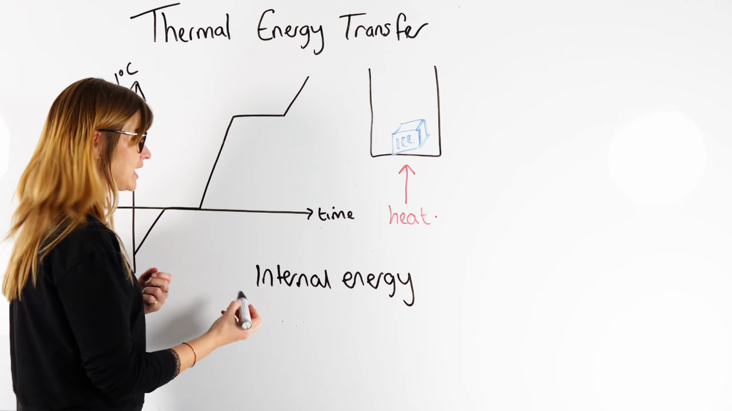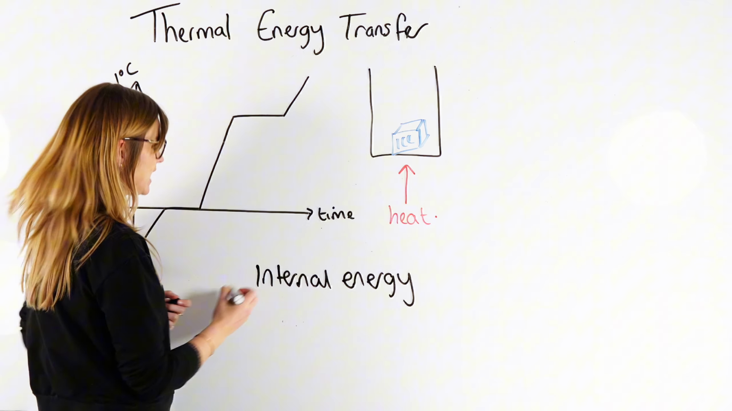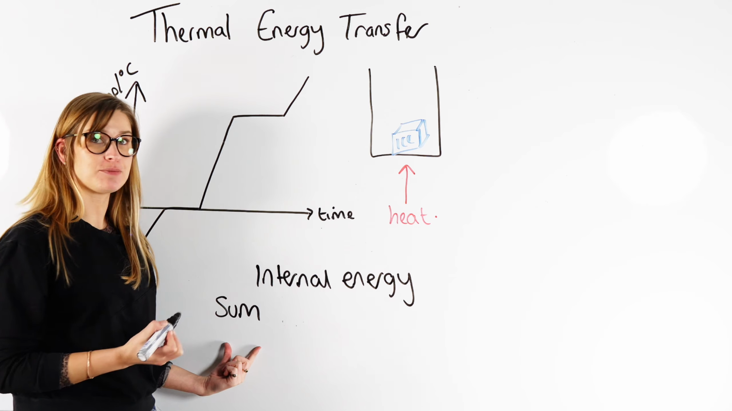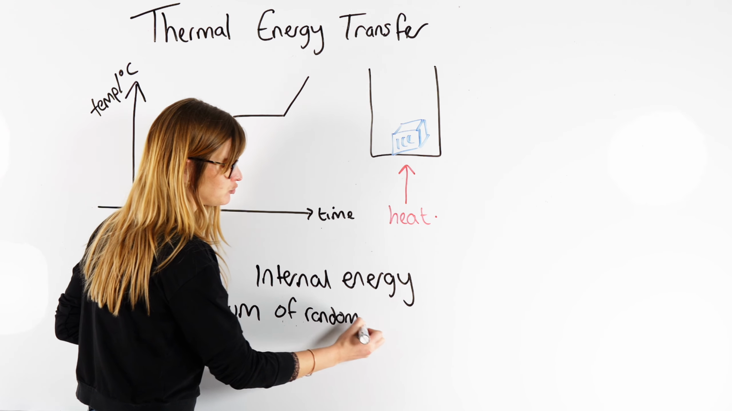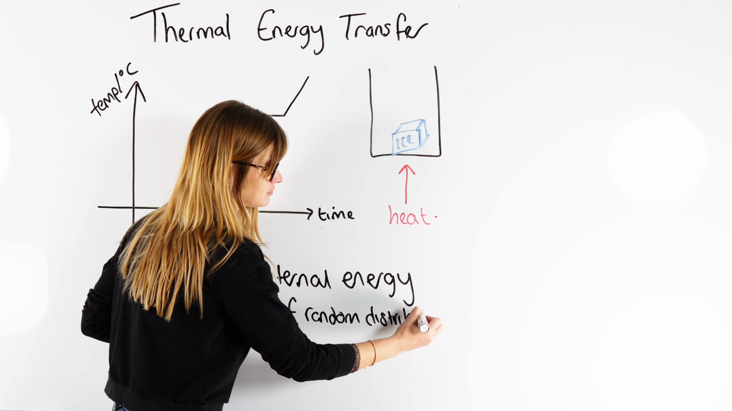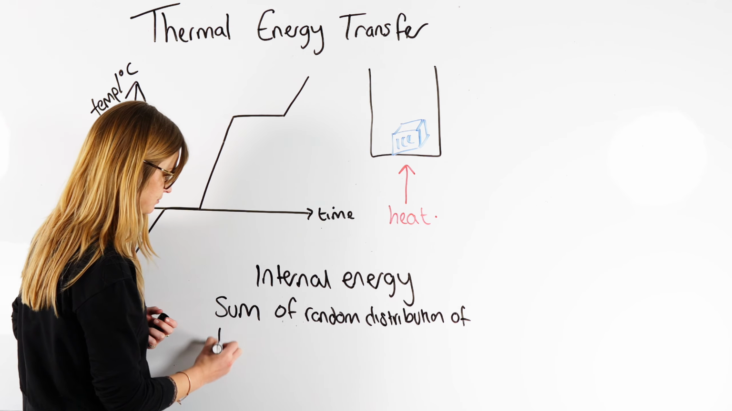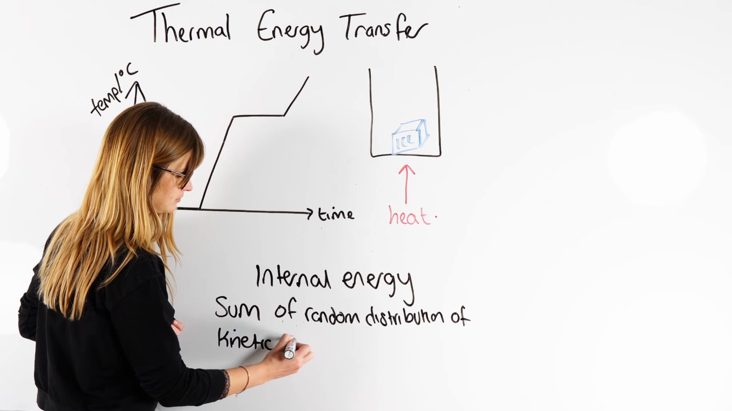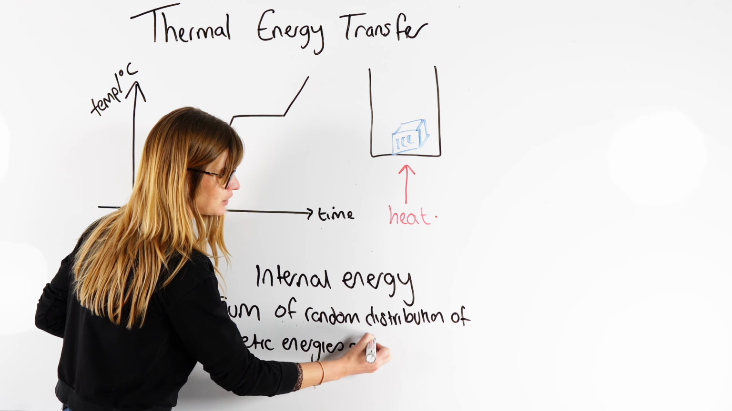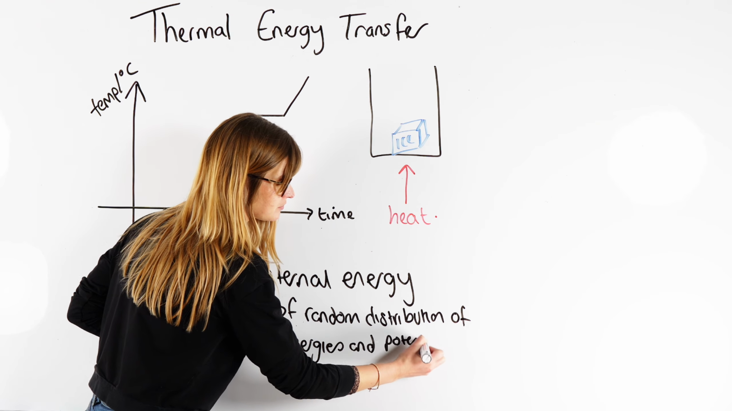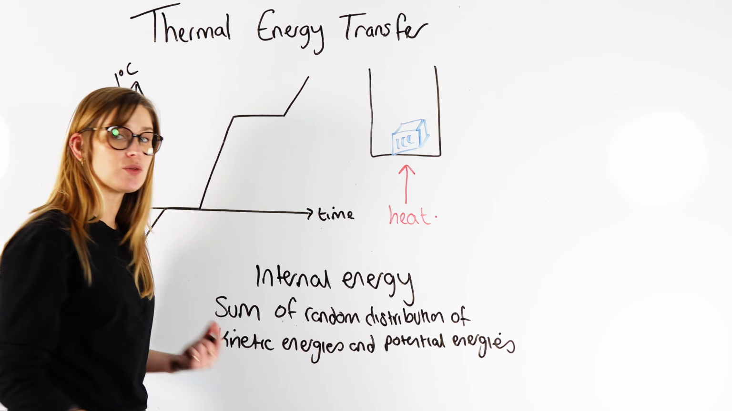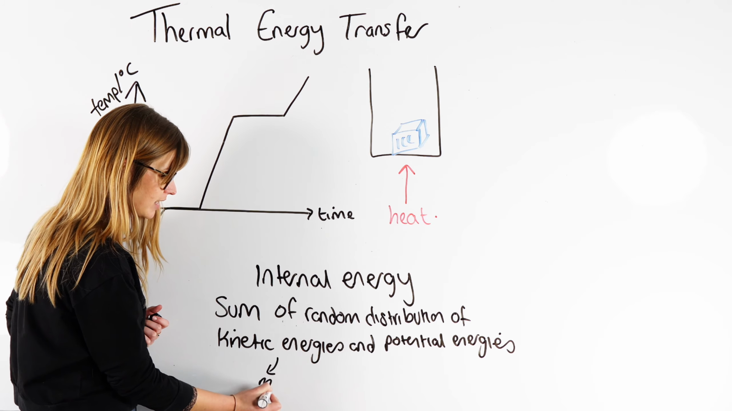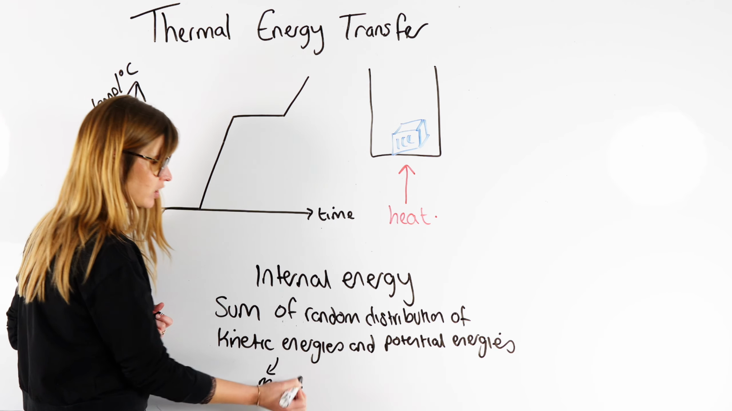The internal energy is the sum, so again, we add them together, the sum of the random distributions of kinetic energy and potential energies. Okay? Kinetic energy, we know that's to do with anything that is moving, right? So we've got particles that are moving, we know they've got kinetic energy.